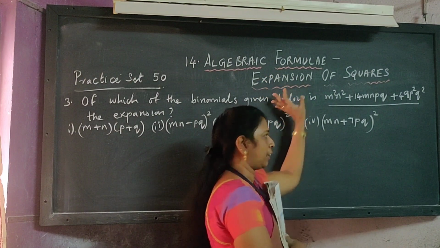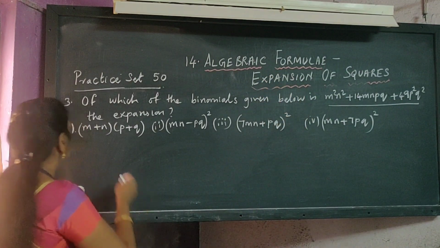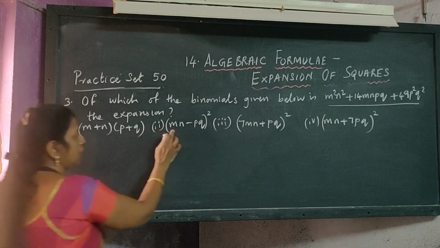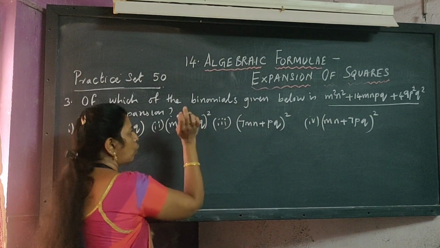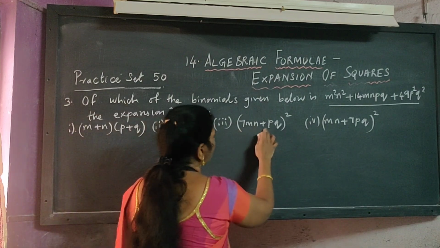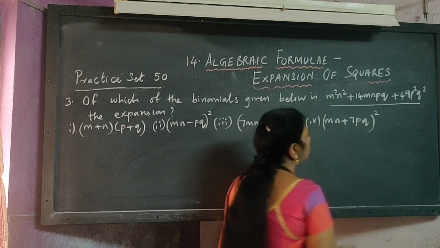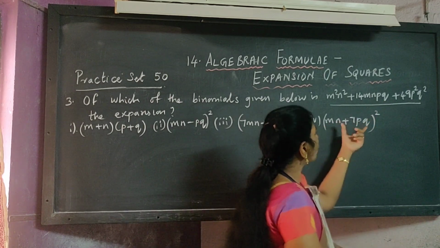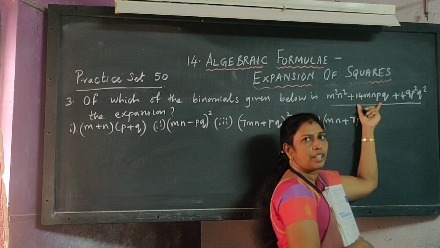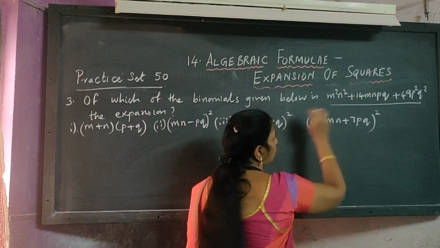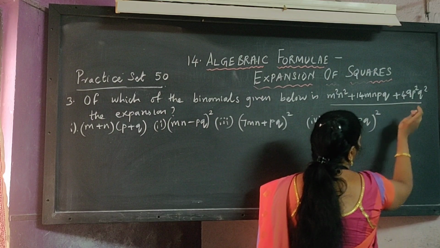What is the question now? Here 4 options are given: m plus n plus p plus q, mn minus pq the whole square, 7mn plus pq the whole square, and mn plus 7pq the whole square. The square is not given in the textbook, but if the square is there, then only we can get the expansion. Now this is our expansion: m square n square plus 14 mn pq plus 49 p square q square.